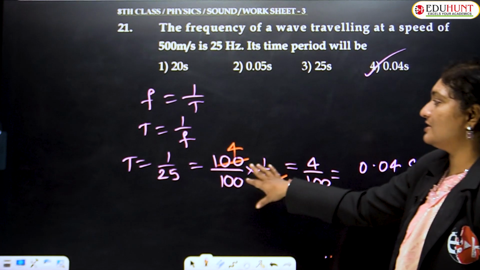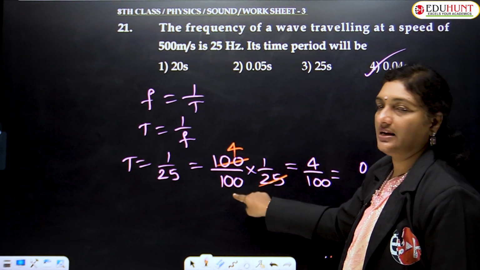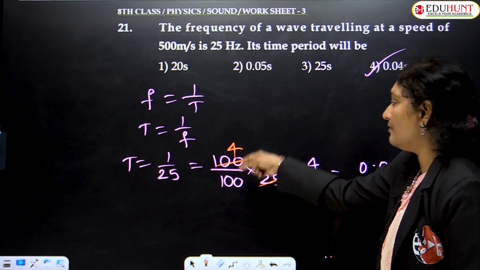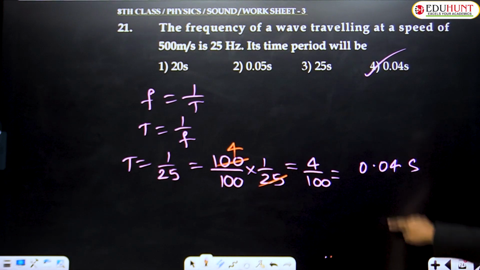I hope this is clear, children. 1 by 25 keeping like this, I simply multiplied and divided with the same value because both will get cancelled. So instead of cancelling these two, I cancel this. So that 4 by 100 is found to be 0.04 seconds.